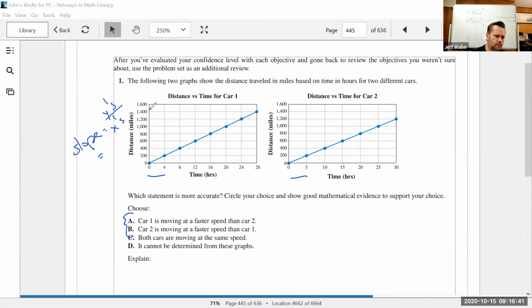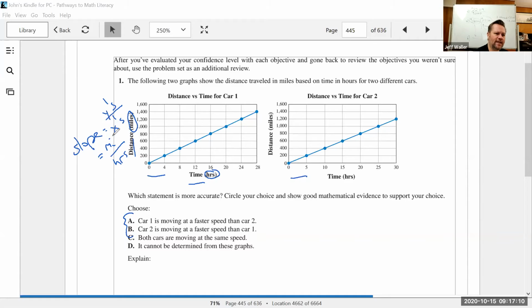Distance over time. Miles, I like it. And then the x's are in hours. So that'll be miles per hour. So if you just figure out the slope of each line, you'll know how fast they're going. I want you to realize that if I plot distance versus time, the slope is the speed, because what is speed? It's a rate of change of distance per time.